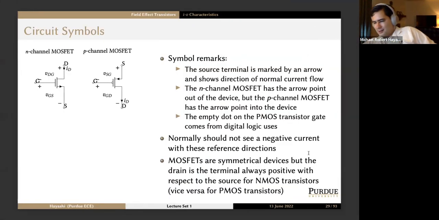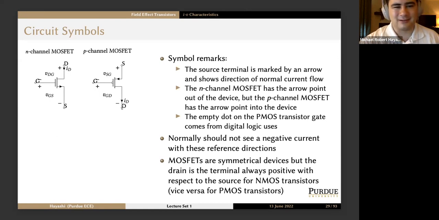All right. Pressing on. Enough with the device physics. What does this actually look like in a circuit? So we have the 2 circuit symbols. We have an N-channel MOSFET on the left and a P-channel MOSFET on the right. The source terminal is always the one with the arrow and shows the direction of normal current flow. So the current should flow down the drain out of the source. So that's the arrow on the N-channel MOSFET, and in a P-channel MOSFET, current flows down the source and then into the drain.